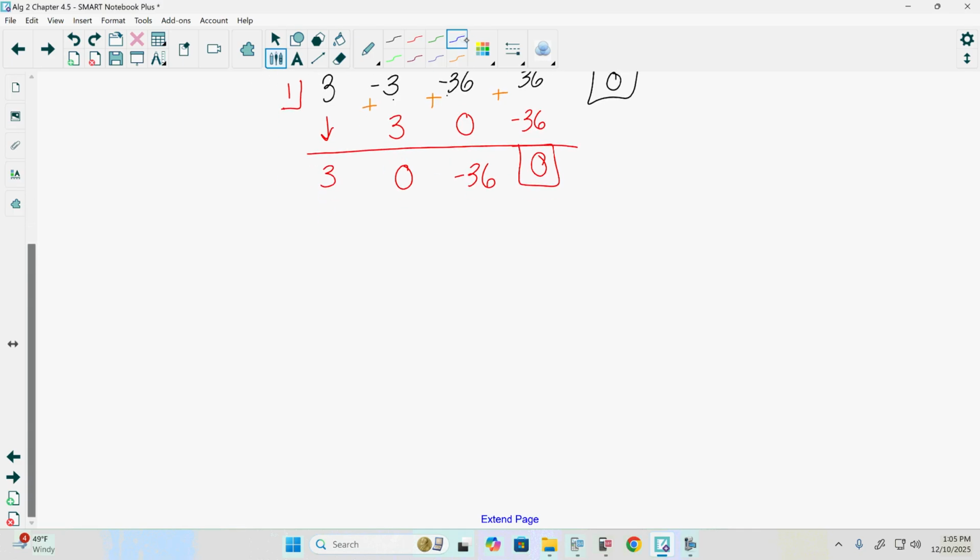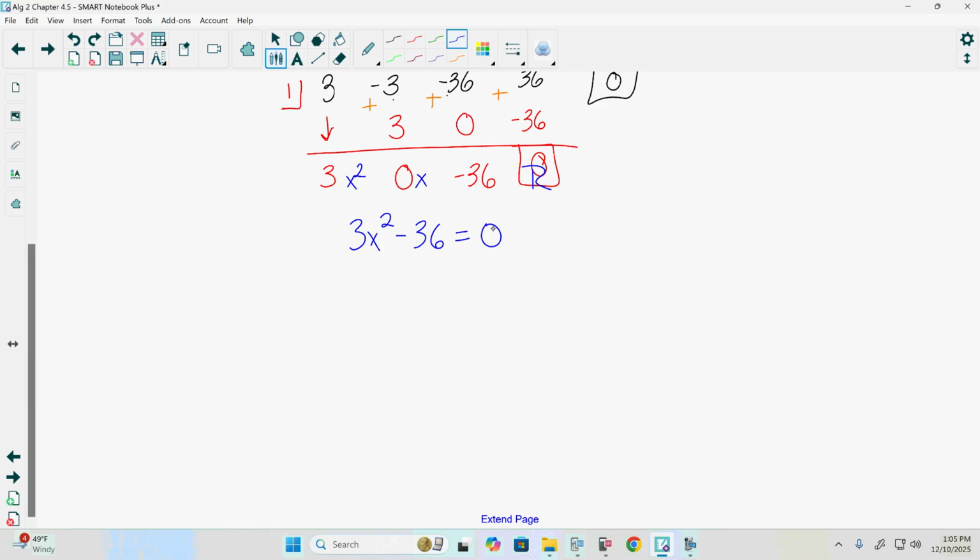And what it's done is it's reduced it to a quadratic for us. Our -36 is our constant term. It's the term without a variable. Zeros are linear, our variable to the first power, and the 3 is our quadratic, our variable to the second power. So if we write this expression back out, we get 3x squared minus 36 equals 0.